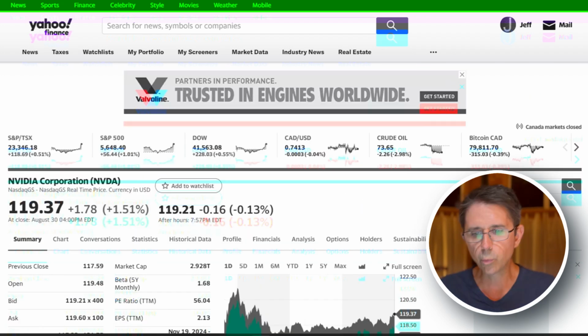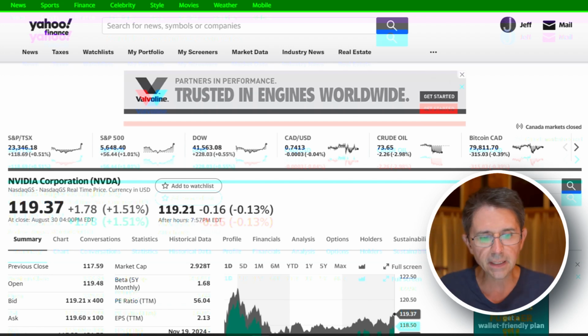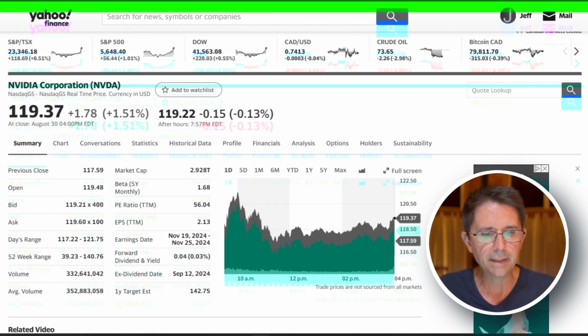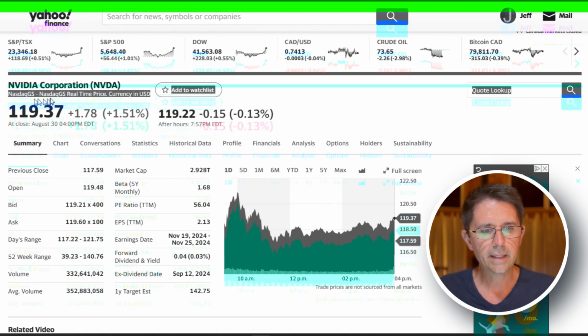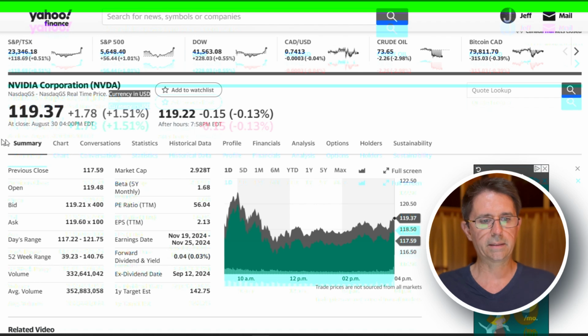So I thought we'd just go right through absolute basics here on what all of this stuff means for anyone who's completely new to this. I just want to really bring this down to the really layperson's terms here. So let's have a look. Okay, so we've got NVIDIA, and then we can see here that it trades on NASDAQ, and then also we can see that we've got a real-time price. The market is actually closed right now, and the currency is in US dollars, all pretty self-explanatory.